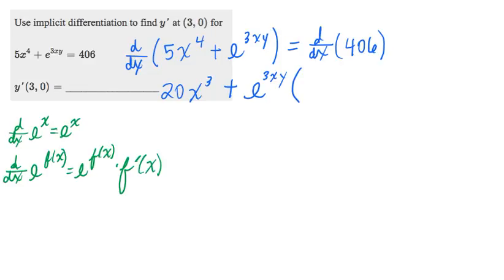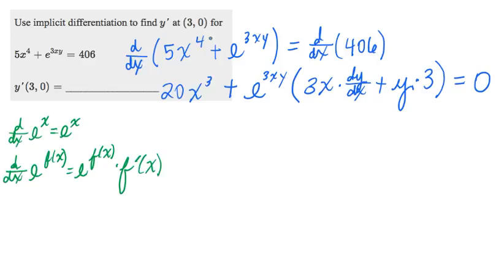For the product rule, I'm going to group the 3x together as my first factor and think of the y as my second factor. So my first factor is 3x times the derivative of y, which is dy/dx, plus the second factor, y, times the derivative of 3x, which is 3. So that's the derivative of the left, and on the right the derivative of a constant equals 0.